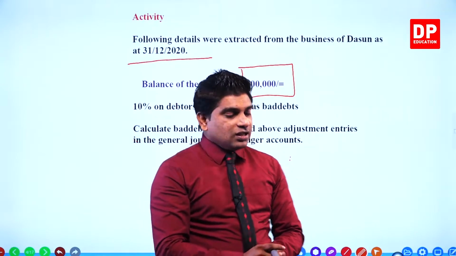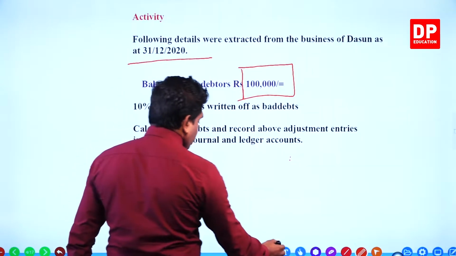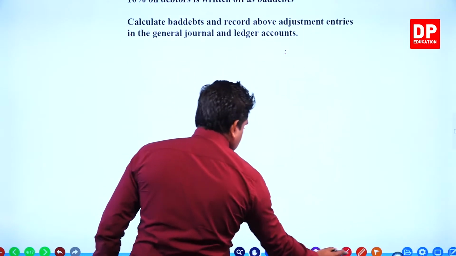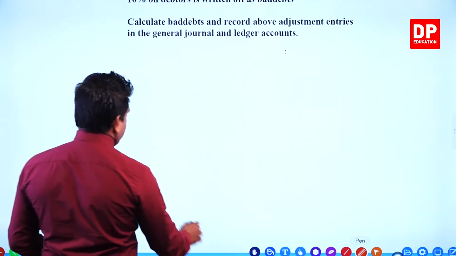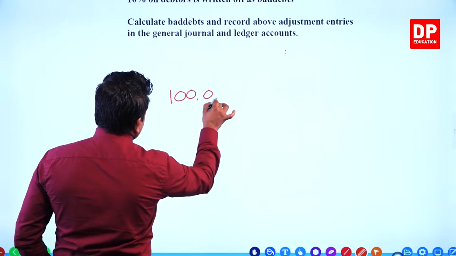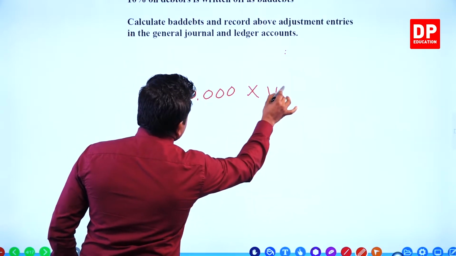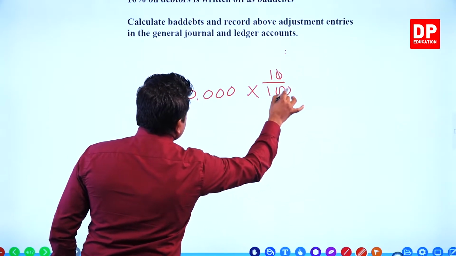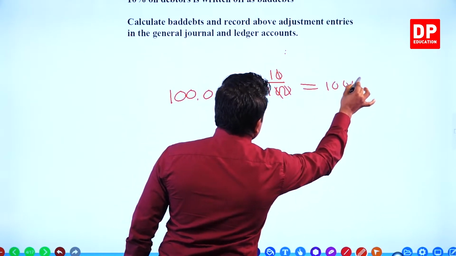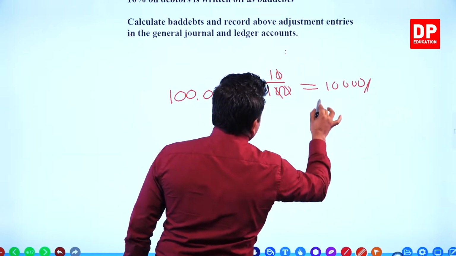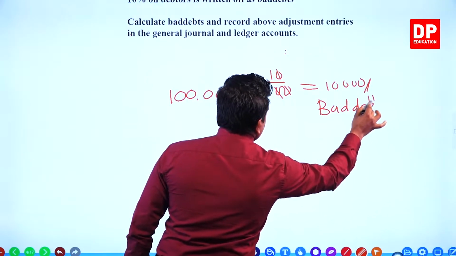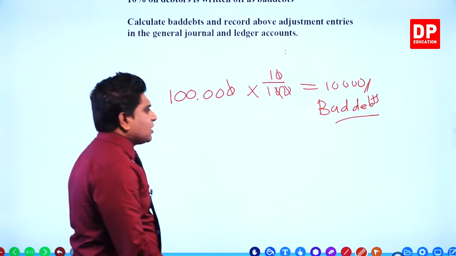Then remember this. First we have to do the calculations. 100,000, debtors how much? 100,000. Into 10%, how much? 10,000. This is the bad debts. This is the loss. This is the bad debts.